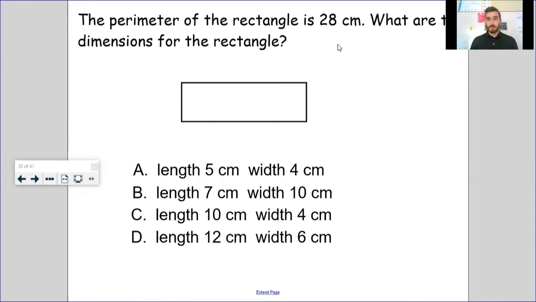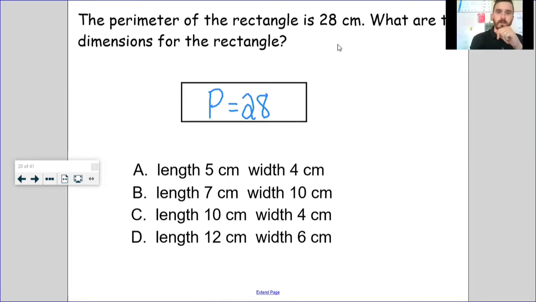This one says the perimeter of the rectangle is 28 centimeters. So it's already told us the distance around is 28. It wants to know what are the dimensions for the rectangle. So we've got to figure out what the length and the width are. Well, guys, you've got choices. All you got to do is plug them in, do a little bit of math, and see if it matches 28. So for A, it says the length is 5 centimeters, the width is 4 centimeters.